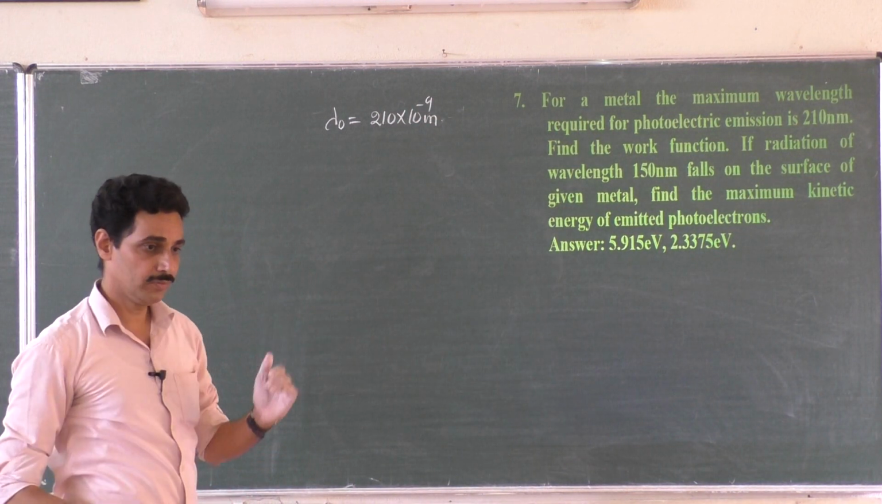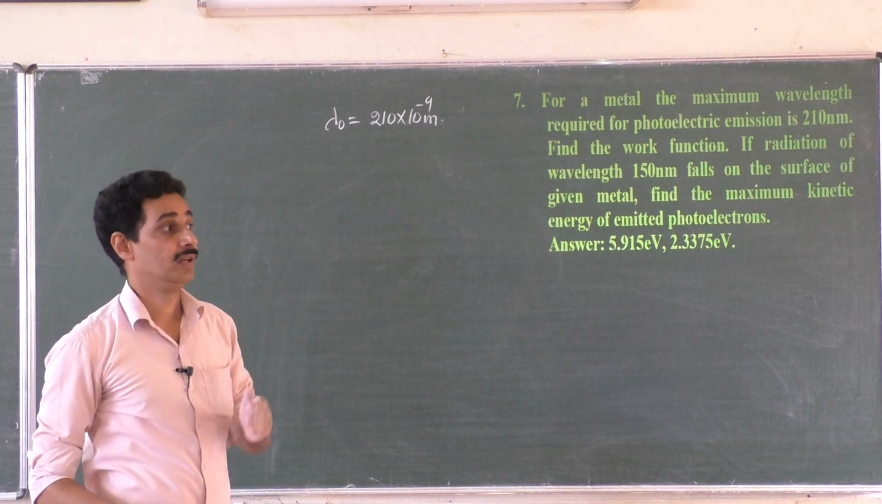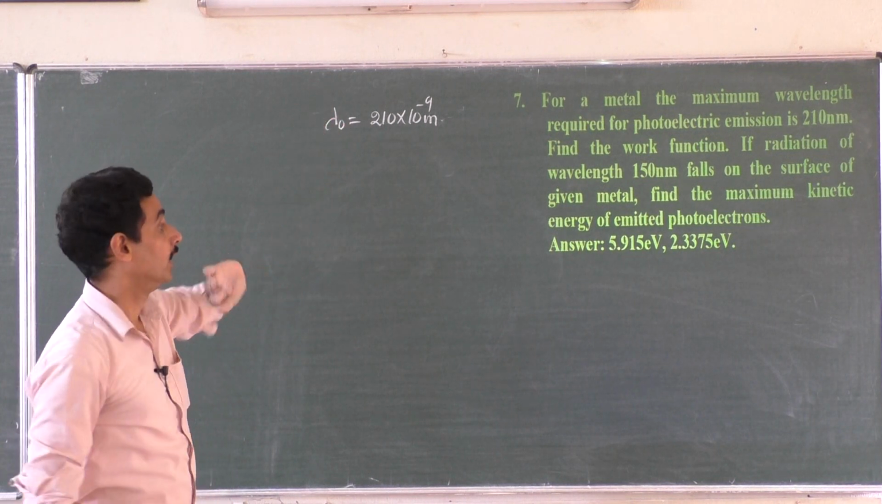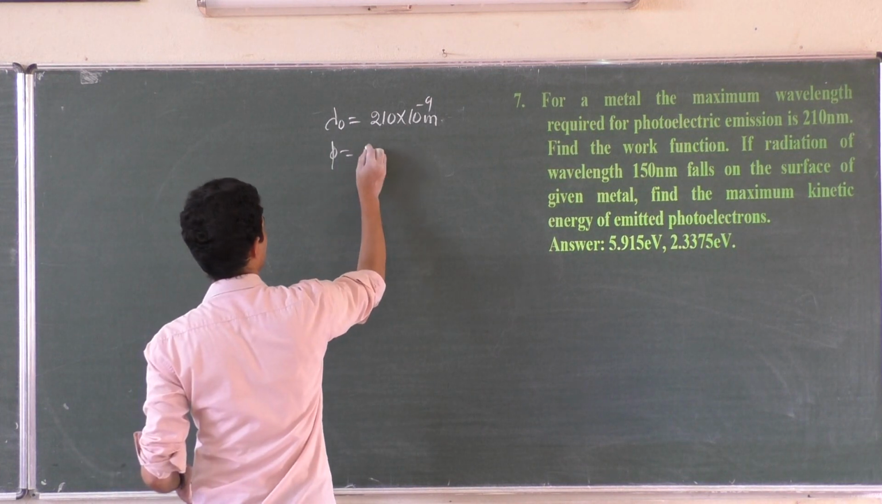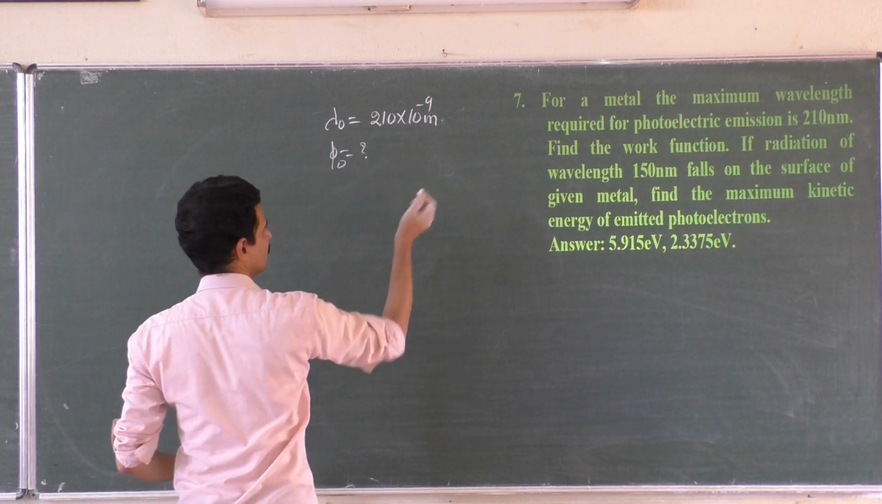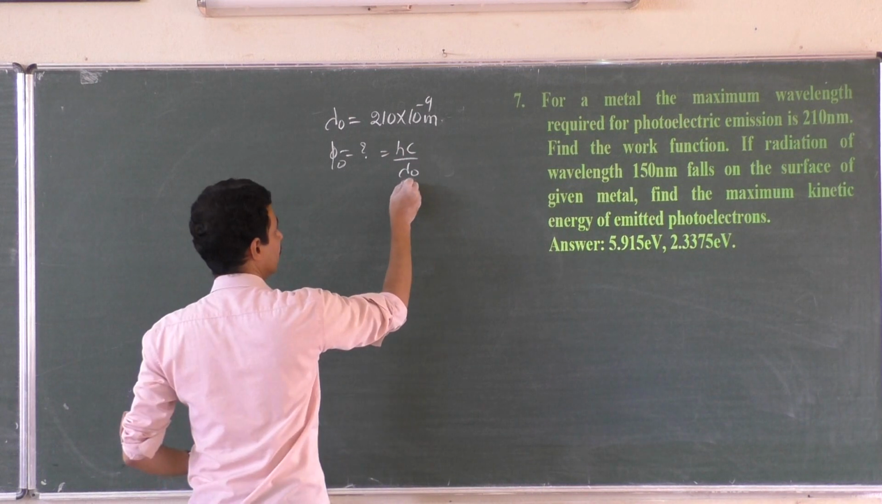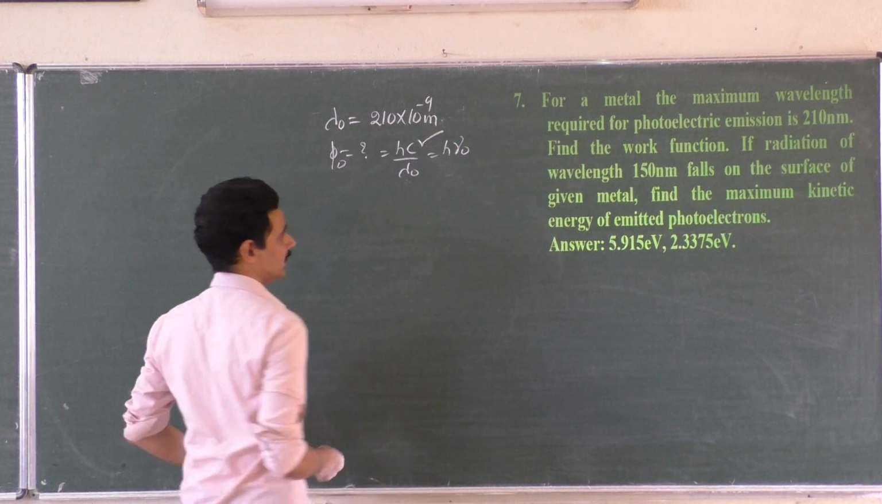Maximum wavelength below which photoelectric emission takes place, because if you decrease the wavelength, energy increases. Minimum frequency above which photoelectric emission takes place. Okay. Find the work function. Phi naught is how much? It is hc by lambda naught, or h nu naught, because work function is hc by lambda naught, the minimum one, the maximum one, and that is equal to h nu naught. But this formula is to be used.